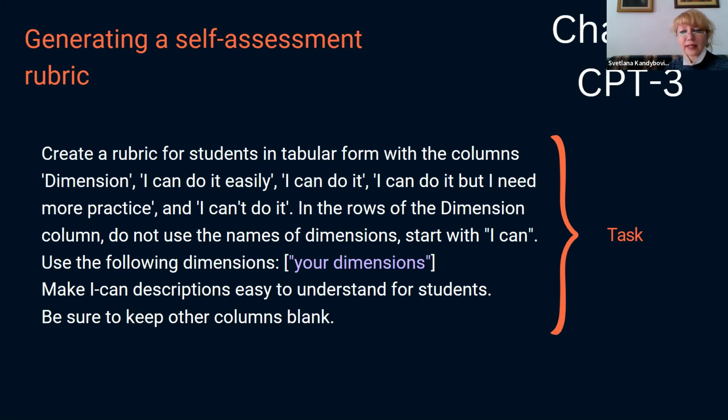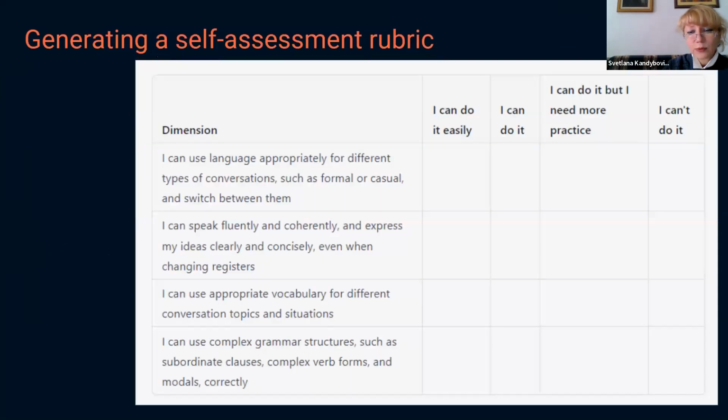Make the I can descriptions easy to understand for students. Again, if you do not have language students, you will probably want to make these I can descriptions easy to understand without any linguistic jargon. And be sure to keep other columns blank. The last instruction was given to ChatGPT because it just insisted on filling in each and every cell, so I had to include it separately: be sure to keep other columns blank. And here's what it generated. Here's what we get. We get a self-assessment rubric. It takes probably about 15 seconds for ChatGPT to generate.